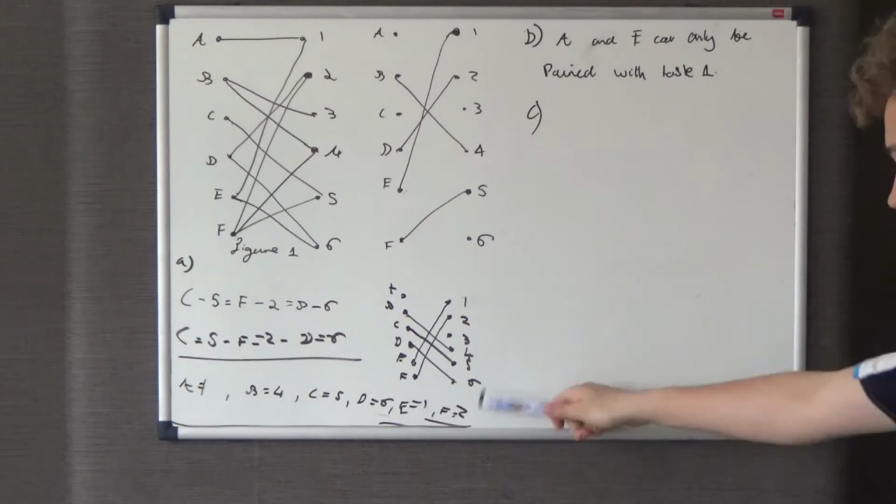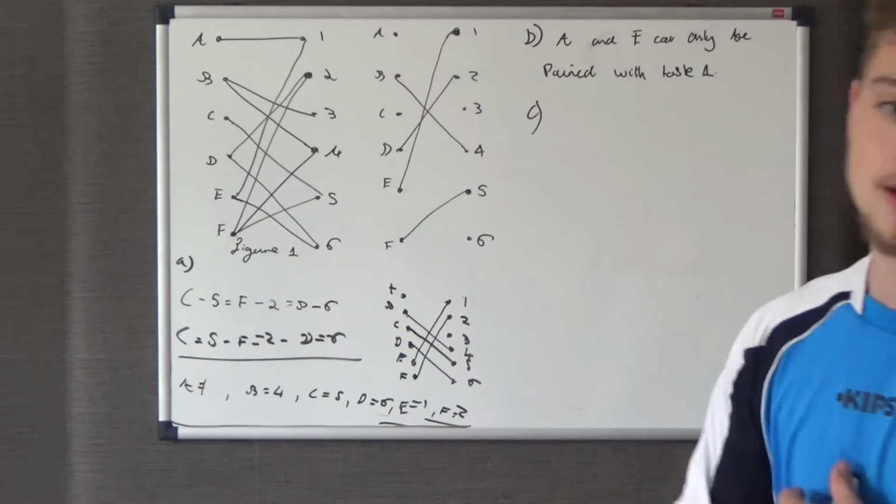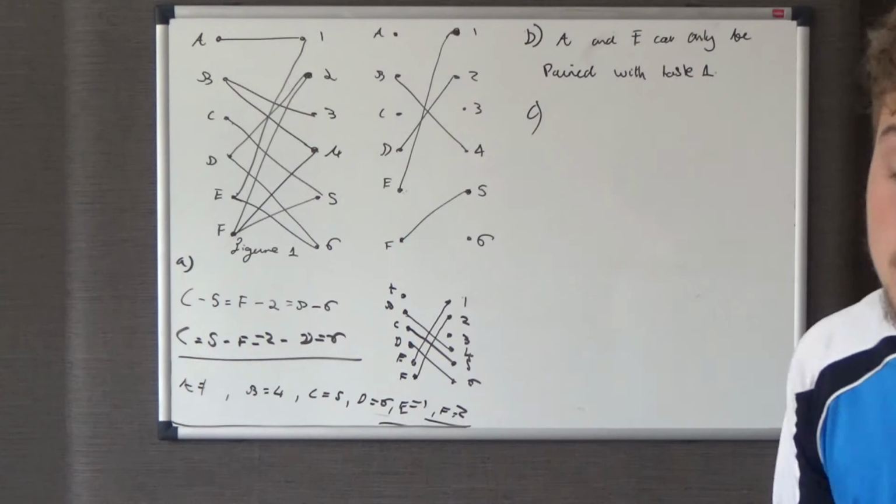Okay, now this is where drawing this graph would really help you. It says, starting from the initial improved matching found in part A, okay, so this bit, maximise. Basically what it's saying there is finish this off.